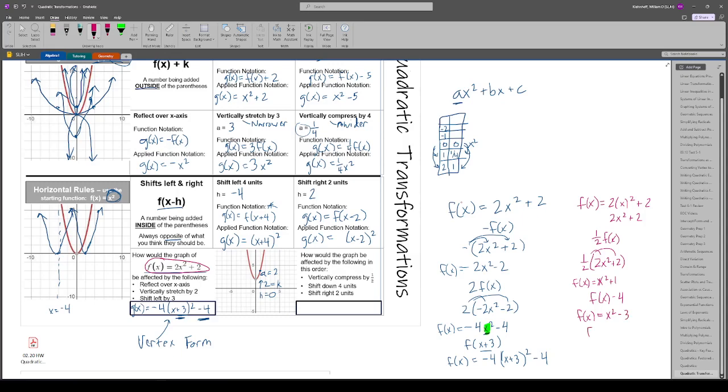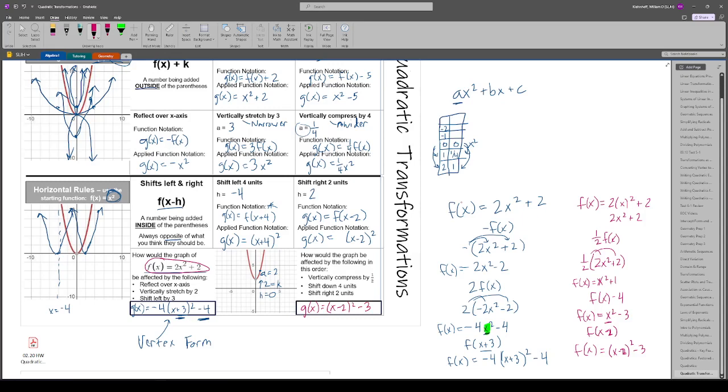Then finally, we want to do shift right by 2. That's f of x minus 2. And our final version in vertex form will be, we don't have an a value, so we just go straight to this x and plug in x minus 2 in parentheses: x minus 2 squared minus 3. And that's it. So our final version here, g of x equals (x minus 2) squared minus 3.